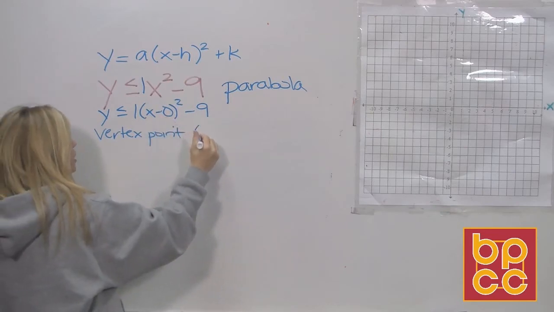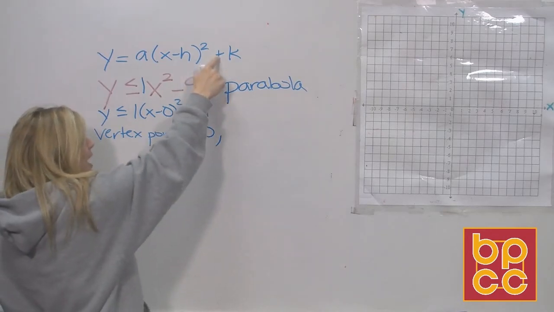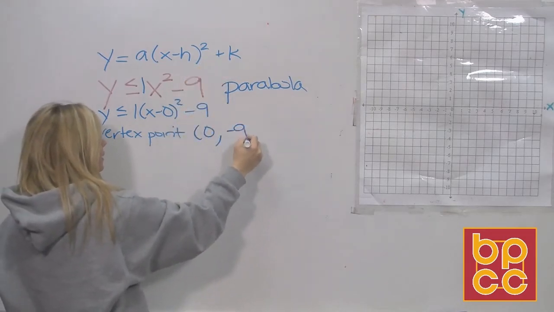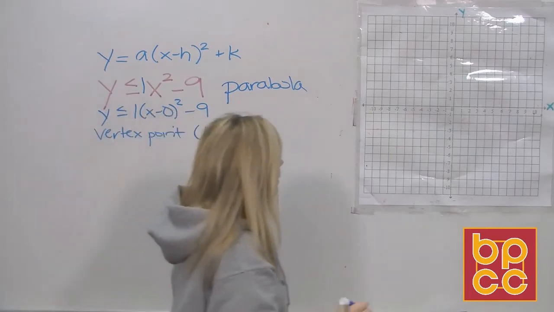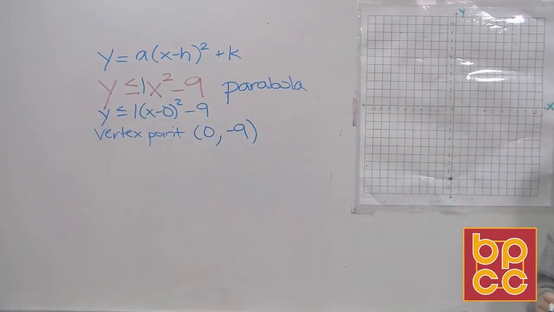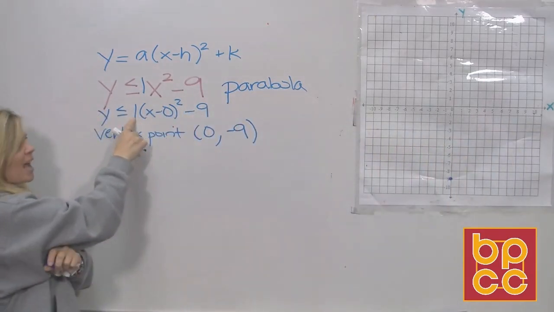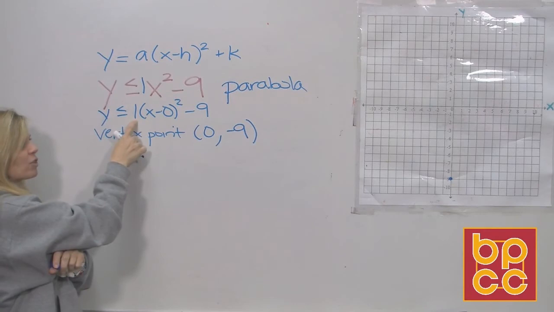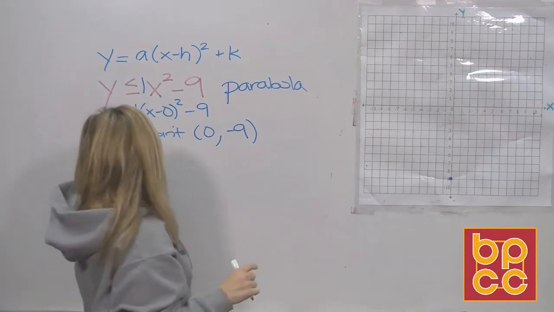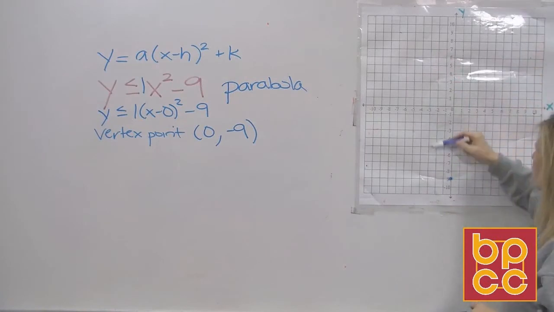There's my h value, 0. And remember, k stays the same. That plus sign means whatever you see, you keep. So there's your vertex point. Let's plot that. We also learned when you graph a parabola, the number in front, the coefficient in front of x squared, that a value tells you whether it's going to turn up or down. That's a positive 1, which guarantees my parabola, my letter u, is going to turn up.